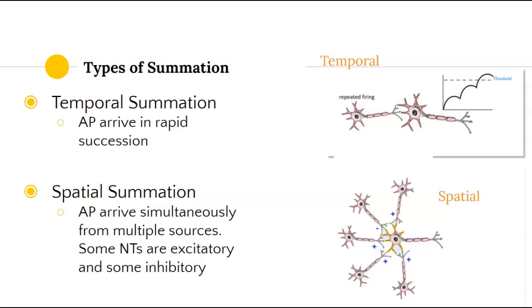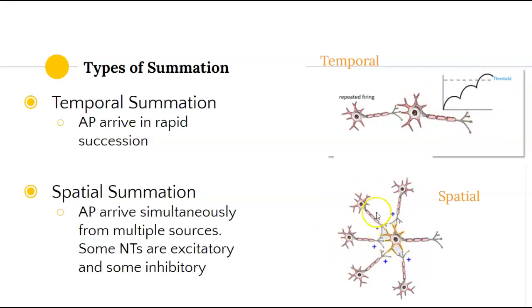So, types of summation. There's temporal and there's spatial. Temporal is rapid succession of action potentials arriving at one spot. So this would be one neuron attached to a second neuron, and it's just continuously sending the same action potential over and over again. You can see here that it's a small jump, another small jump. By the third small jump, we've passed the threshold, so the second neuron is going to send its action potential.